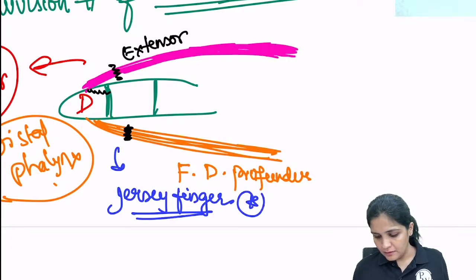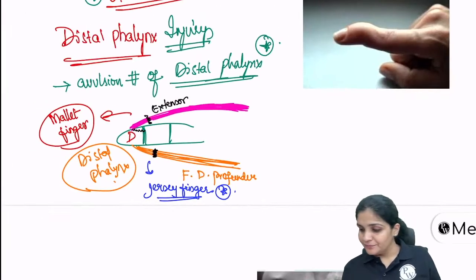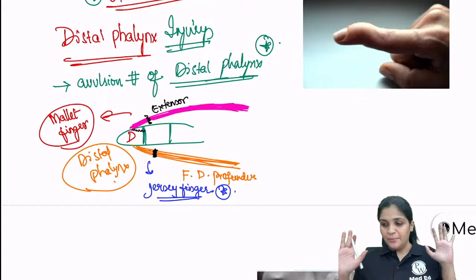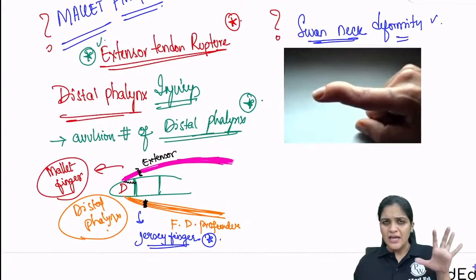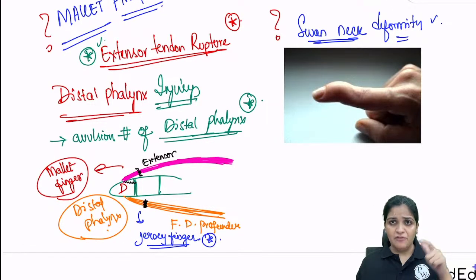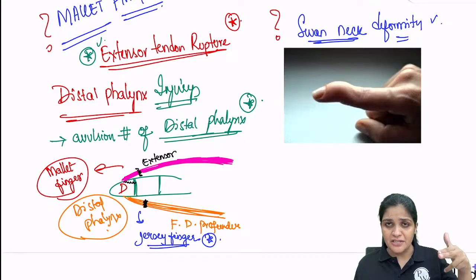Done? Clear? Very good, Gautam. Jersey finger. So extensor is mallet finger. FDP, flexor digitorum profundus, is jersey finger. Just remember this much. Very, very important, because this has been asked like a match the following in the previous exam. They have put all these fingers: mallet finger, jersey finger, swan neck deformity, boutonniere deformity.